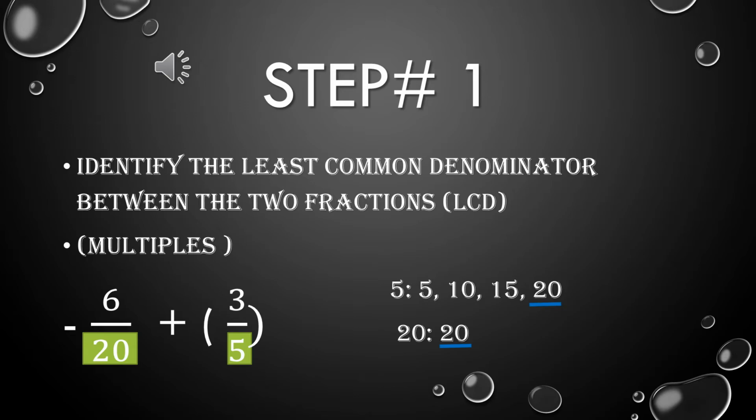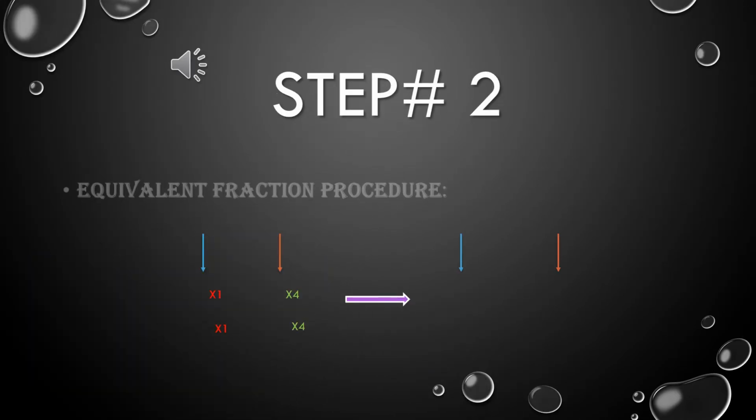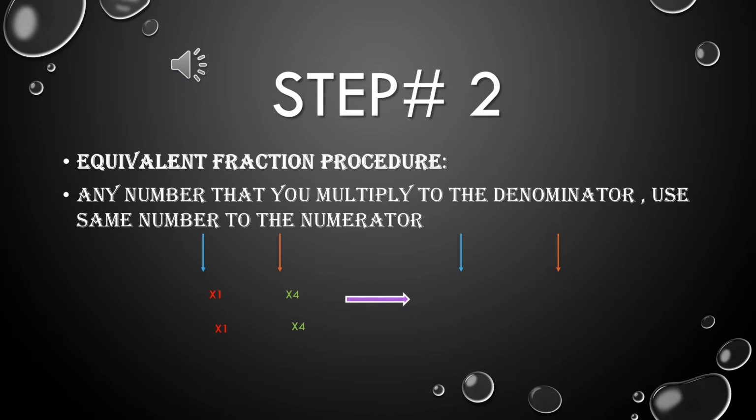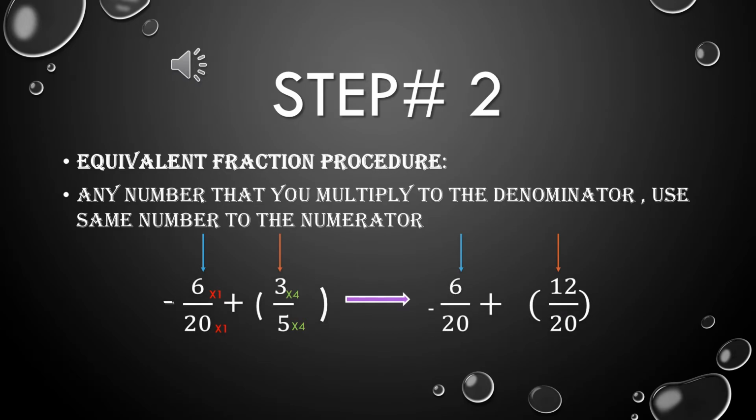Let's take the example of 5 and 20. Okay, number 5, you're gonna start multiplying: 5 times 1, 5; 5 times 2, 10; 5 times 3, 15; and 5 times 4, 20. And for 20, 20 times 1, 20. The first number that you see the same between the two lists, that will be your LCD.